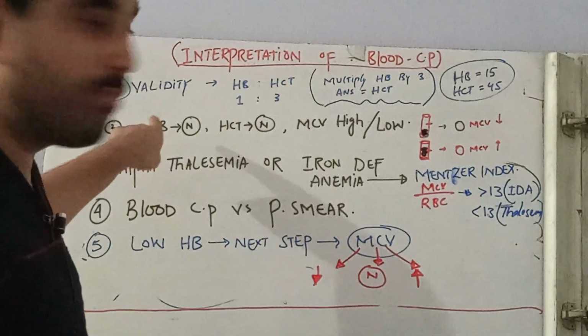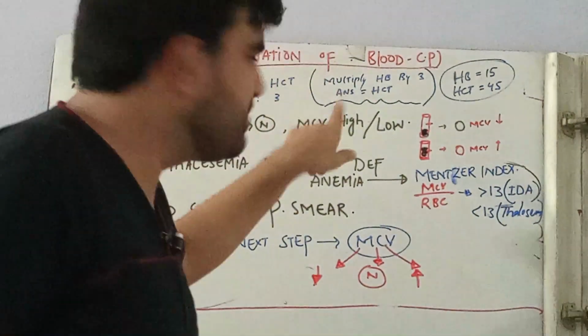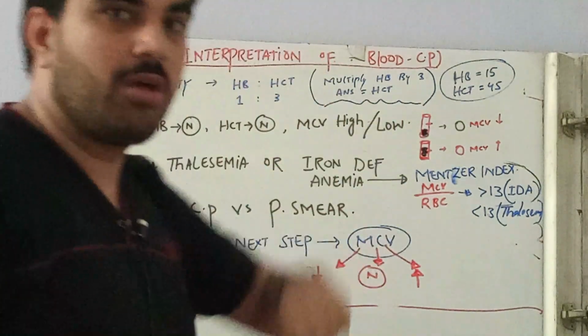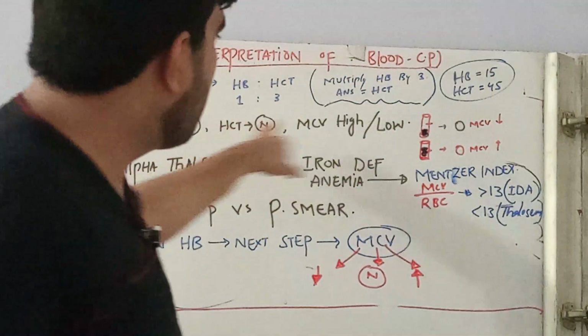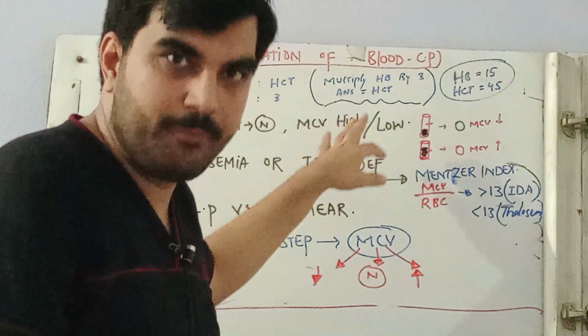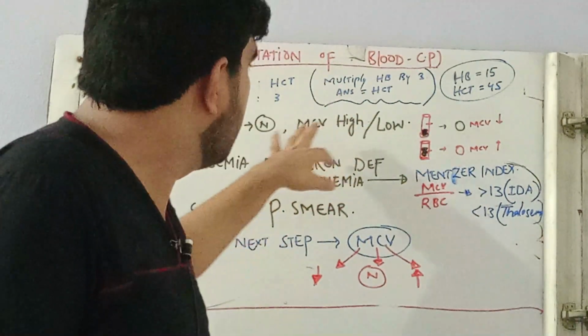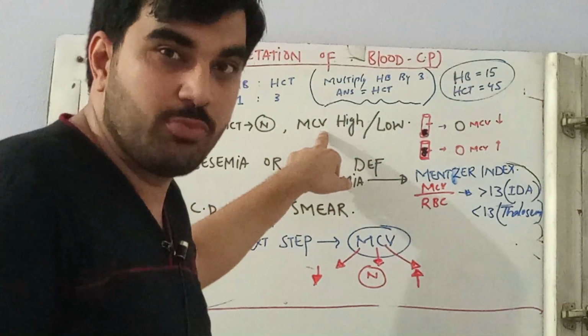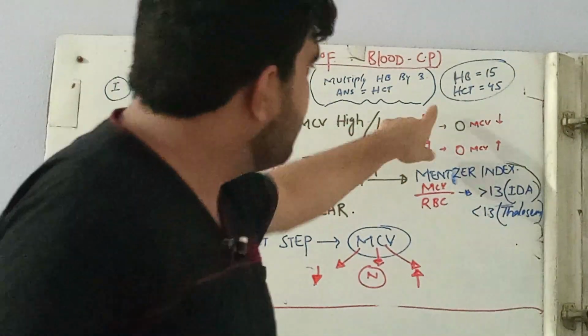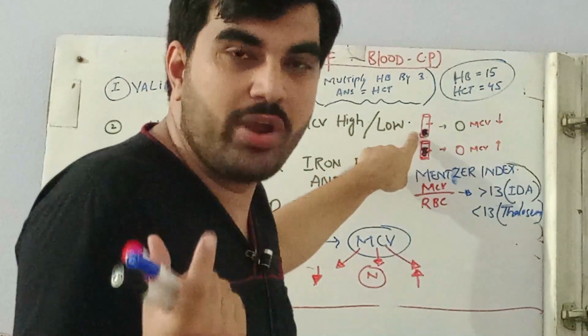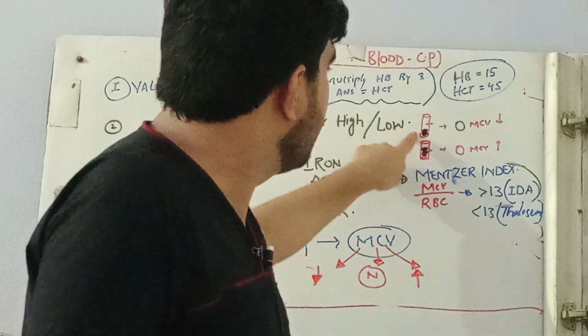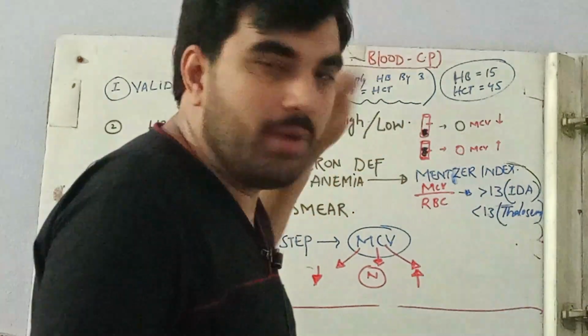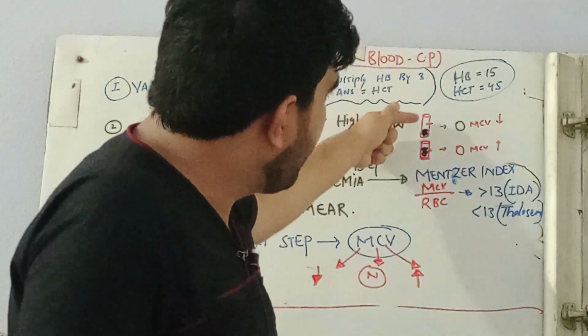Next thing is hemoglobin is normal, hematocrit is normal, the MCV is high or low. What is the problem? We have seen a lot of cases where we are doing extra investigation which was not supposed to be done. So if this is that vial in which you are going to take the blood for blood CP, if you do not take the blood up to the mark, what will happen?